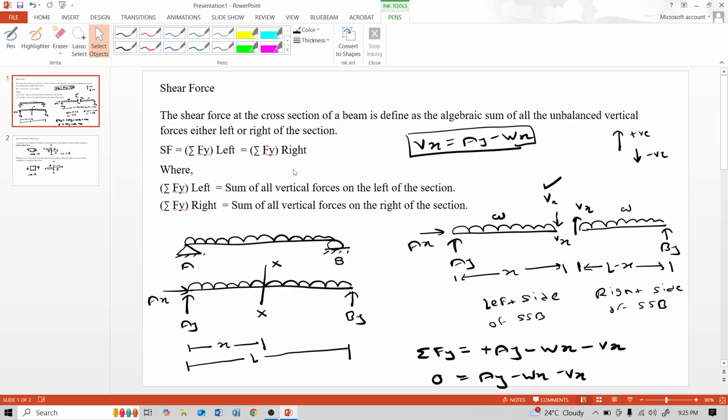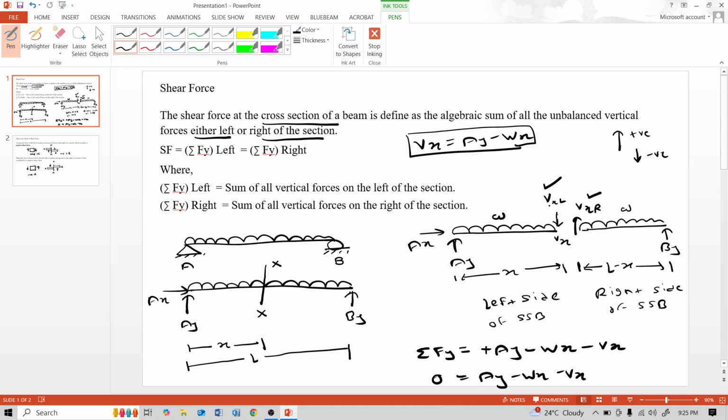Shear force term here: shear force at the cross section of a beam is defined as the algebraic sum of all the unbalanced vertical forces either left or right of the section. See the word here, shear force at the cross section of a beam. This is cross section of a beam xx. Cut this cross section of a beam. That means at the cross section, this Vx left or Vx right.